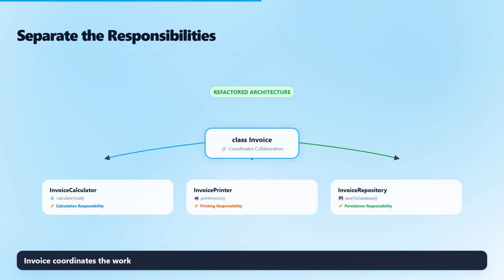The original invoice or a small coordinating object can use these focused collaborators. The exact coordination design can vary. SRP does not require every example to produce exactly three classes. The important result is the change boundary. Calculation changes point to InvoiceCalculator, printing changes point to InvoicePrinter, and persistence changes point to InvoiceRepository. The overall invoice behavior is still available, but the responsibilities are easier to change independently.